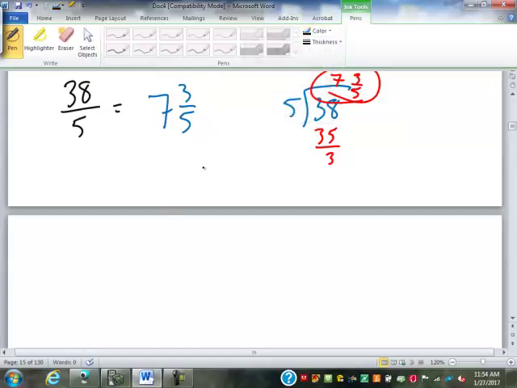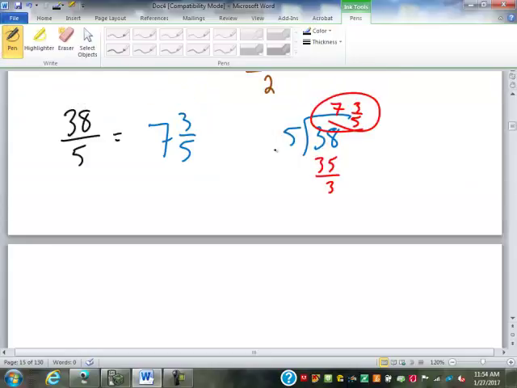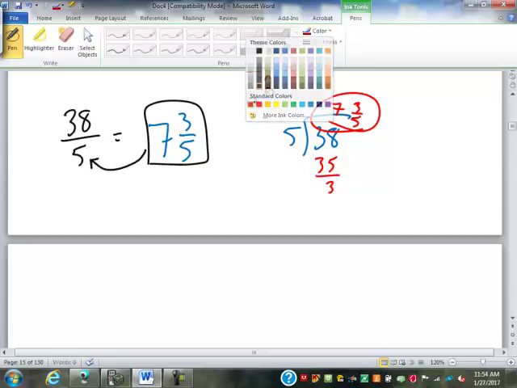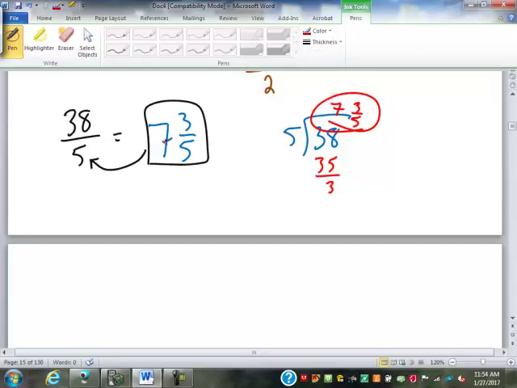Sometimes we want to be able to go the other direction. So what if I have this 7 3/5 and I want to get back to that 38/5? Well, I have to break my 7 whole objects back into pieces. How many pieces do each of them have? 5. The denominator tells us how many pieces. So we do 7 times 5 is 35. And we add that back to our numerator of 3. 3 plus 35 is 38/5, which is back to where we started.